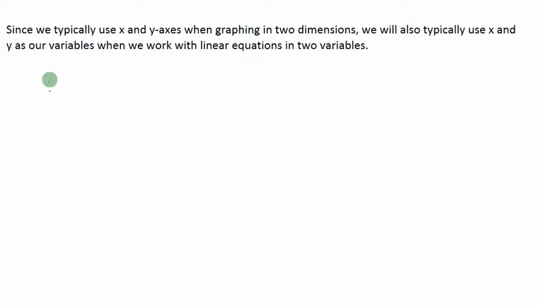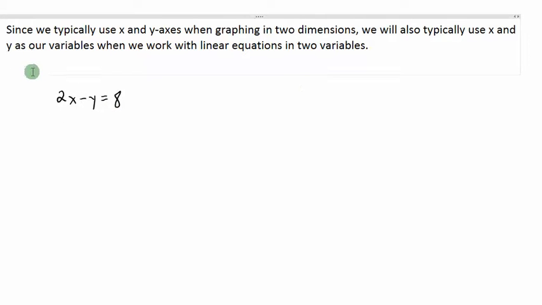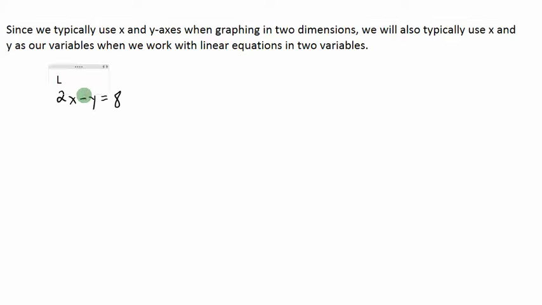So here is a linear equation in two variables. 2x minus y equals 8. X and y are both to the first power, and we have two variables. So this is a linear equation in two variables. Now, if we have an equation in one variable, so let's organize here. So this is linear in two variables.